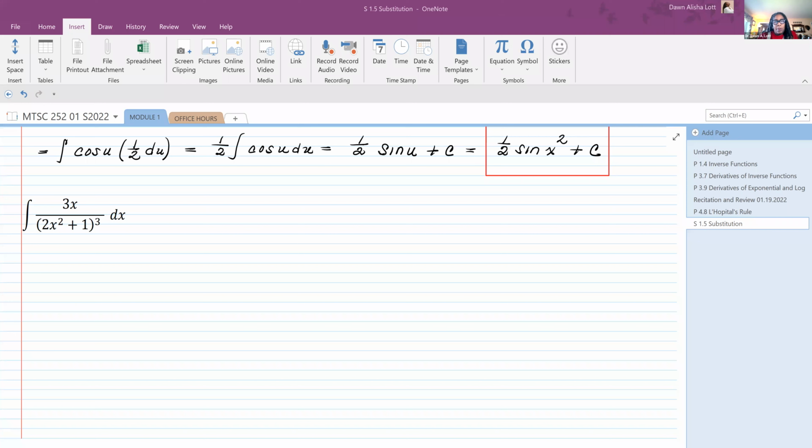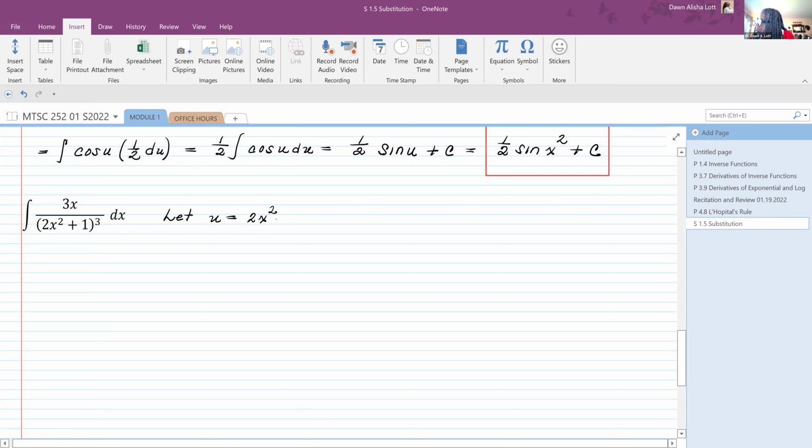Okay, here we go. So what did you get for u? Is it 2x squared plus 1? That's right. Okay, so what'd you get for du? 4x. Okay, don't forget your dx. We're doing differentials, so you need 4x dx. You need the differential, okay?